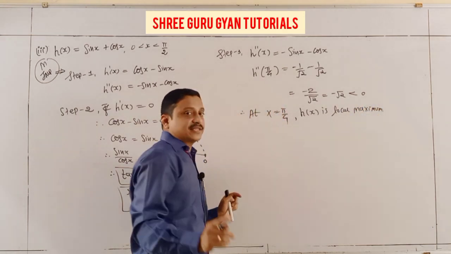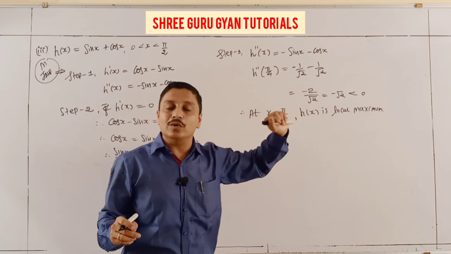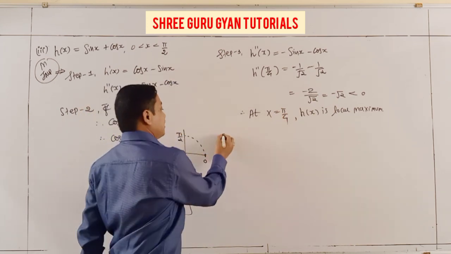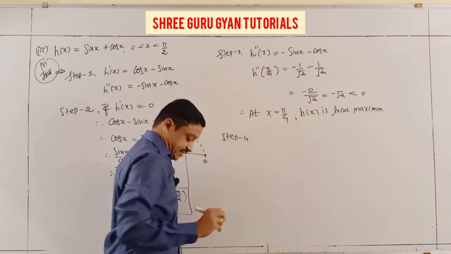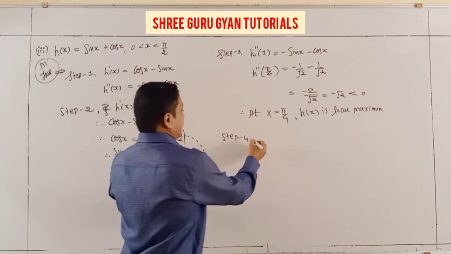Students, here is the maximum value because it is less than 0. Now my final answer, step 4. Yes, in step 4 it's very simple.